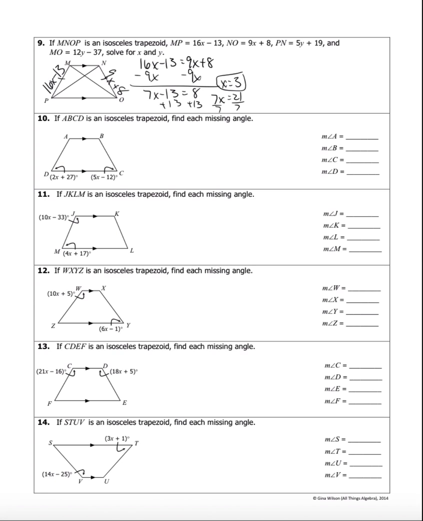Now to find y, I know that the diagonals are congruent. So those are the things that they give you. PN is 5y plus 19 and MO is 12y minus 37. So we're going to put those equal to each other and solve. So when I subtract 5y, oops, sorry, misspelled y. So 7y equals 56, and divide by 7, y equals 8.